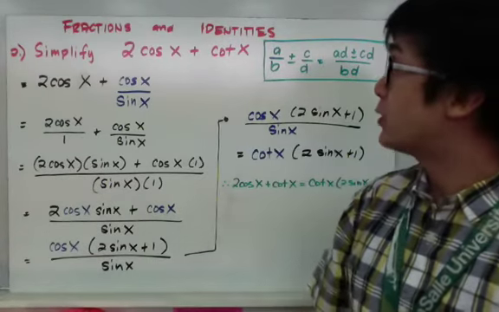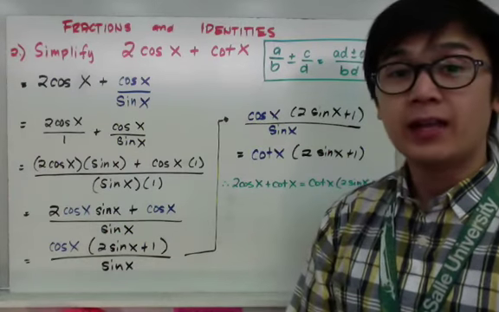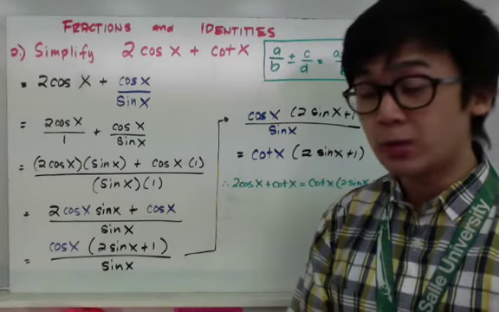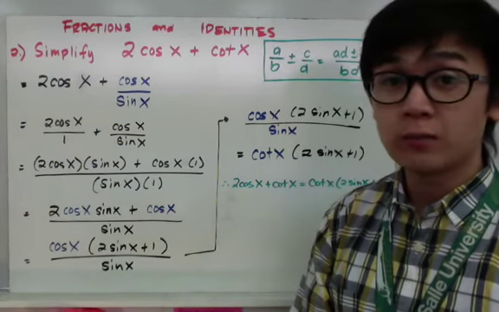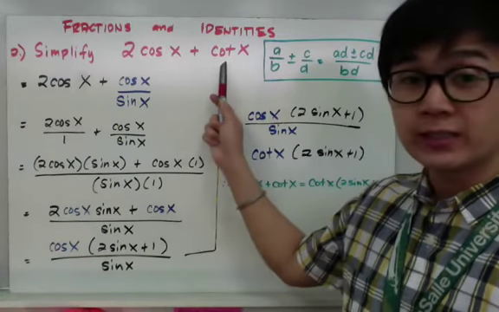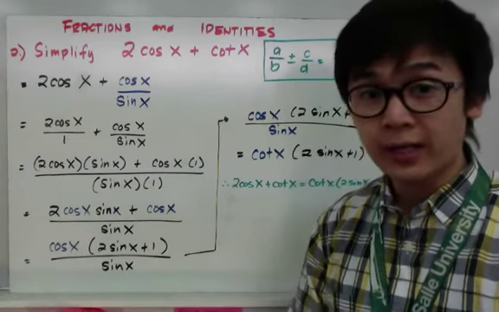So now I have 2 cosine x plus cotangent x. And just like what I said on tip number 2, I'm going to change all my terms into sines and cosines, and that's what I did here. I changed cotangent x into cosine x all over sine x.